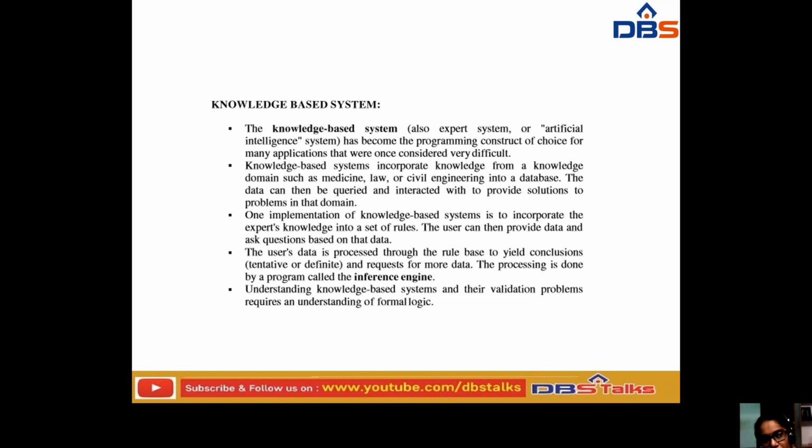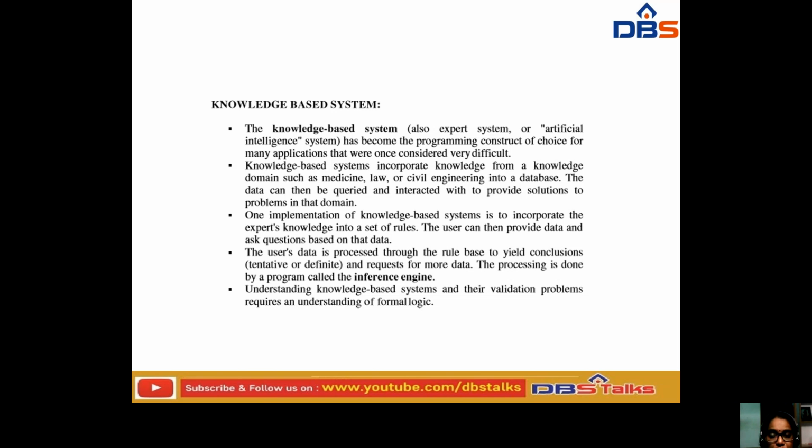One implementation of the knowledge based system is to incorporate the expert knowledge into a set of rules, such that the user can provide the data and ask questions based on that data. The user data is processed through the rule base to yield conclusions and requests for more data. The processing is done by a program called an inference engine. Understanding knowledge based systems and their validation problems requires an understanding of formal logic.